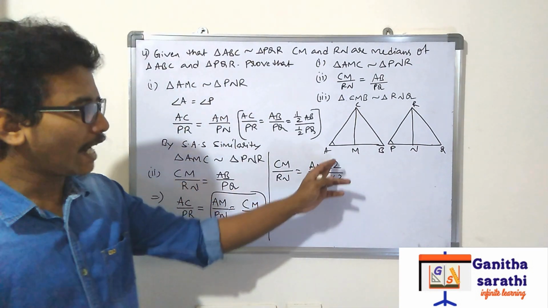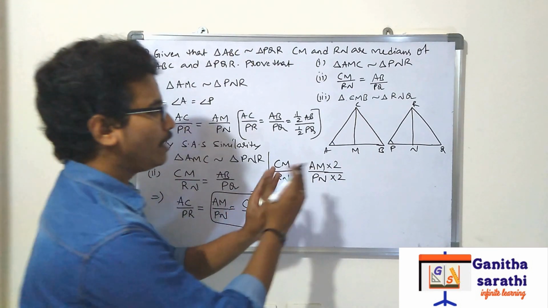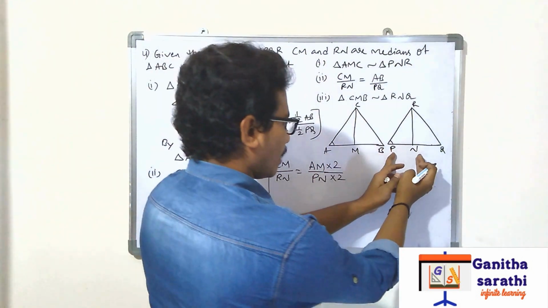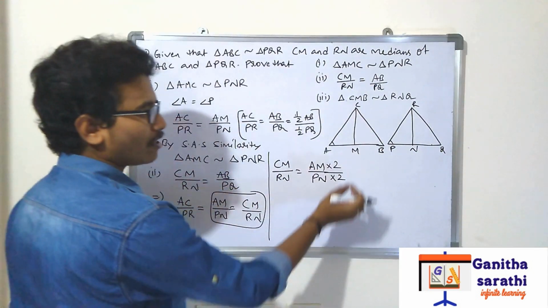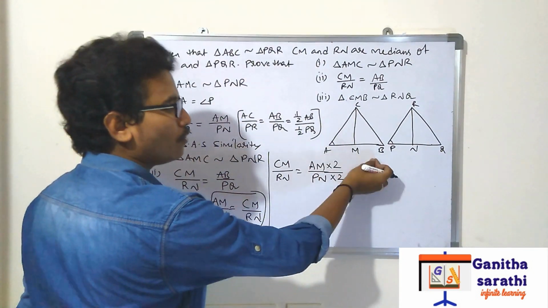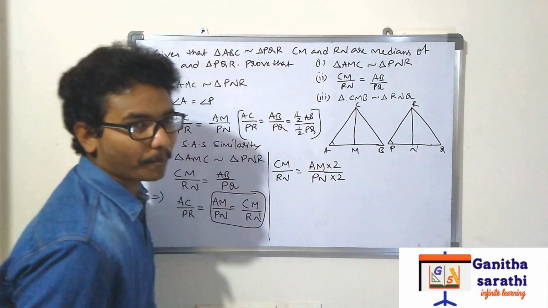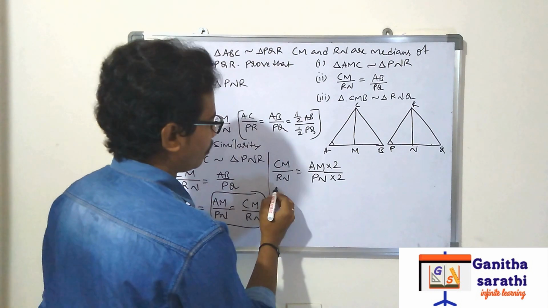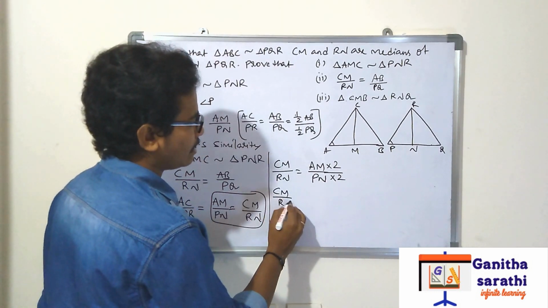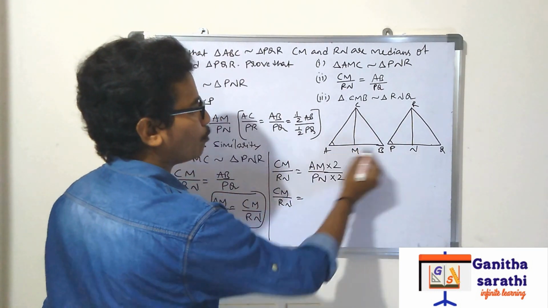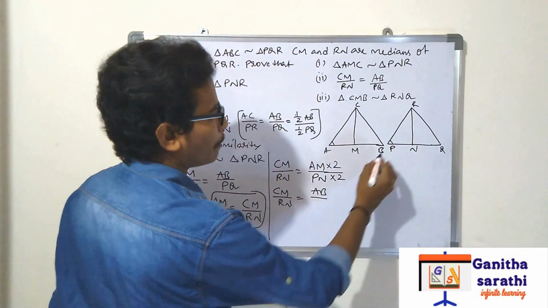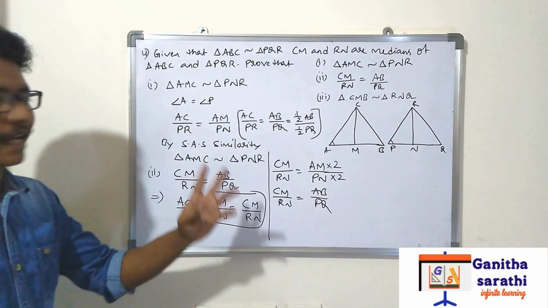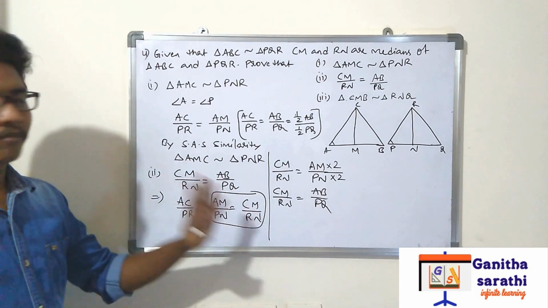Why? Because it gives the same ratio. AM into 2, if you make AM 2 times, what will you get? AB. If you make PN 2 times, what will you get? PQ, because it is the midpoint, right? So CM by RN is equal to AM into 2, which means AB, over PN into 2, which means PQ. That is our proof of the second one. Understood all of you?